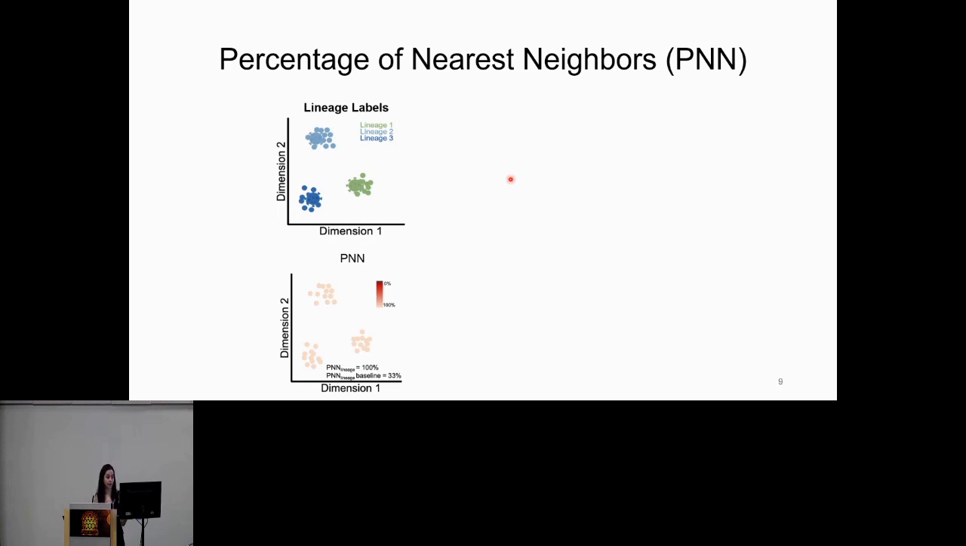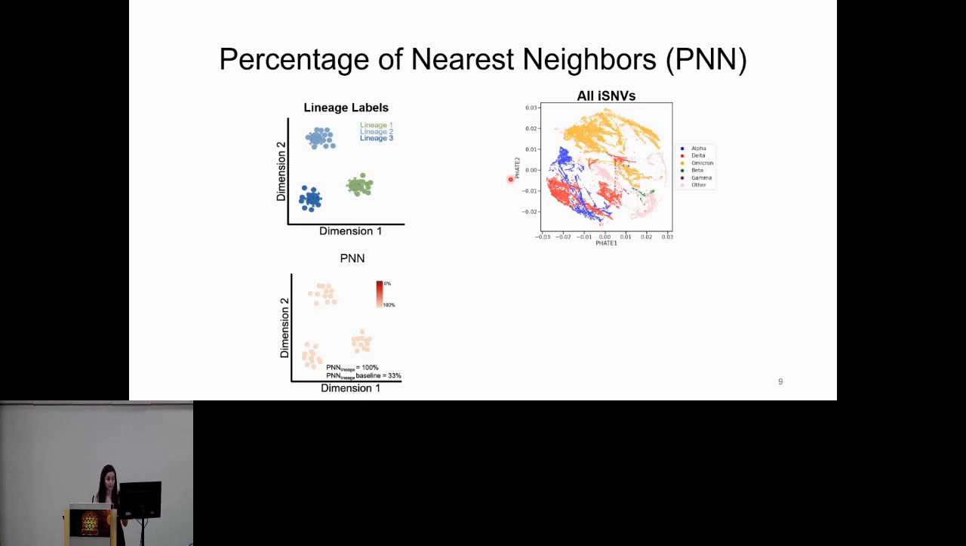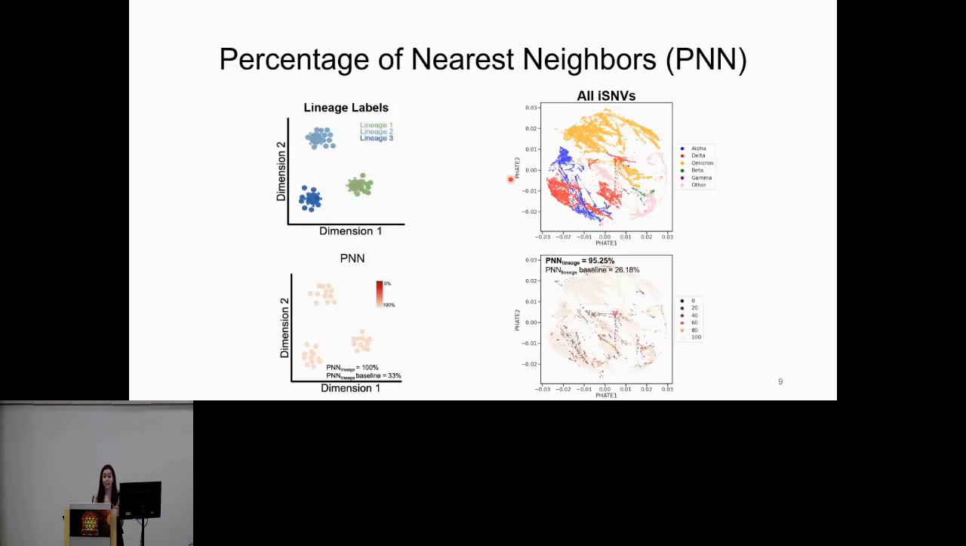For this example, because it's a very well clustered representation, it's at 100%. We also have a baseline value that is the PNN value that we expect at random. Here we have three labels, meaning we have a baseline value of 33%. So the value of the clustering structure by lineage for our data is 95%, meaning that in this representation our points cluster at 95% using the lineage labels.